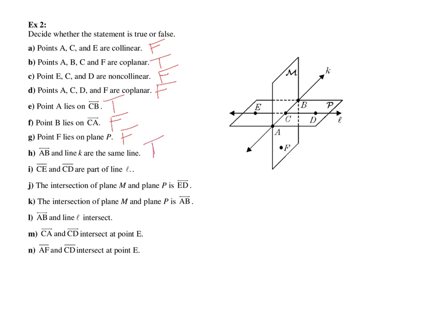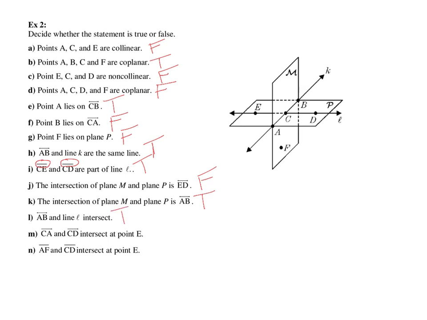Segment CE and segment CD. Notice we have the segment symbol above, not the line symbol. Segments CE and CD are part of line L. That's true. The intersection of plane M and plane P is ED. No, that's false. The intersection of plane M and plane P is AB. Line AB and line L intersect. That's true. They intersect at point C.